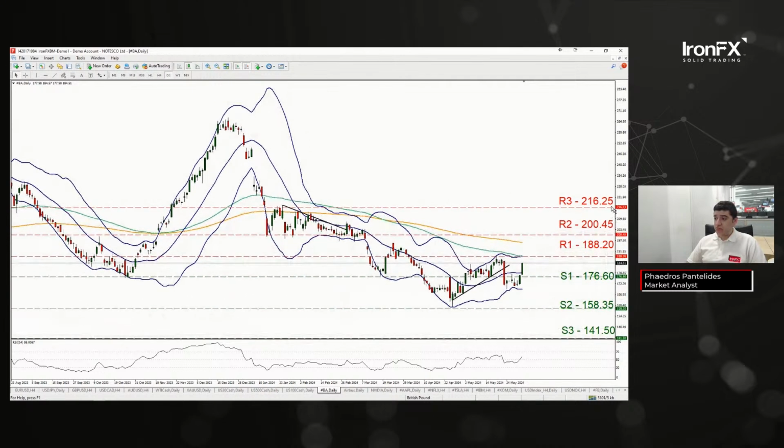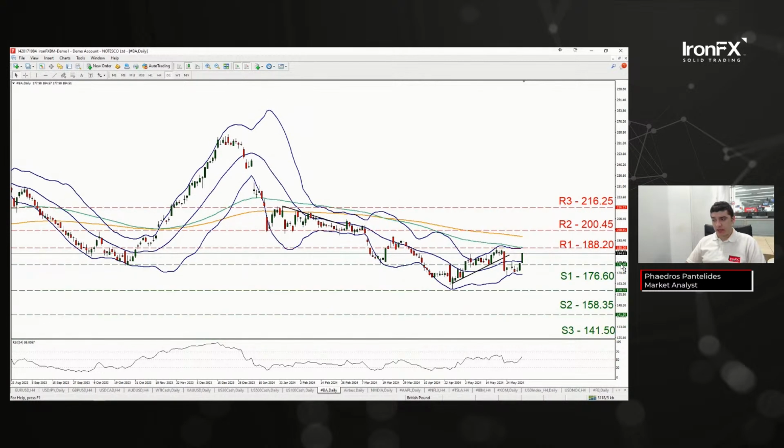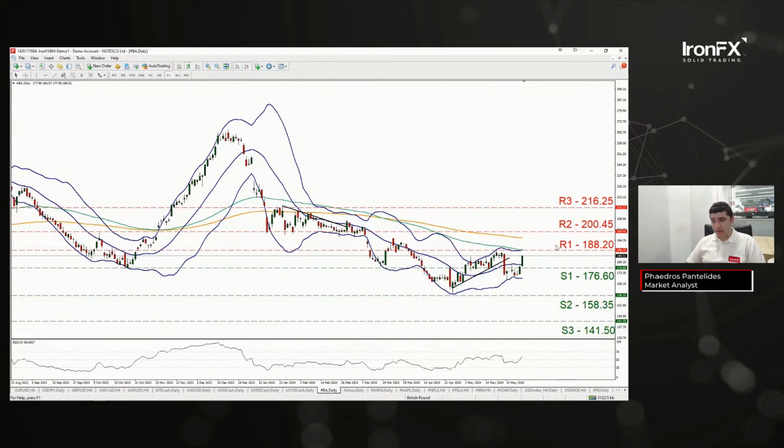Boeing recovering nicely, breaking above 50. Still wouldn't call it to be bullish. Sideways between S1 and R1. If it does break above R1, then I would be bullish.